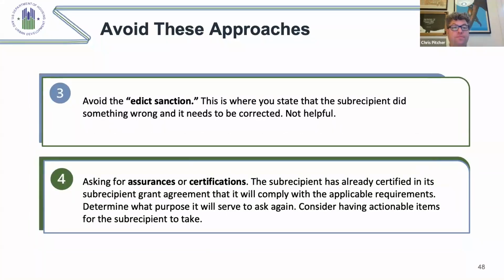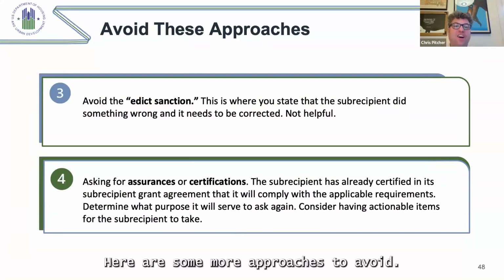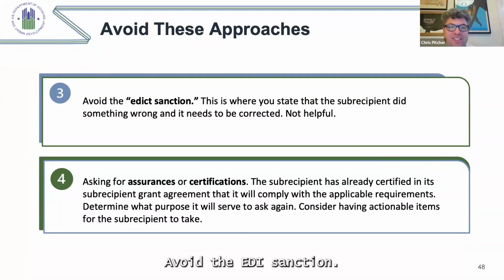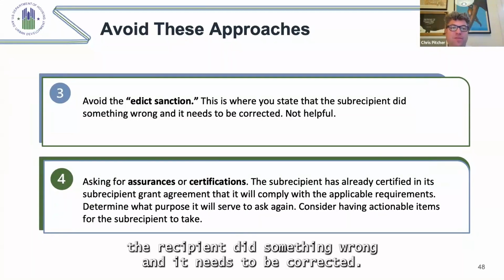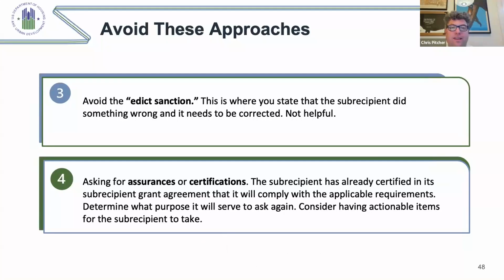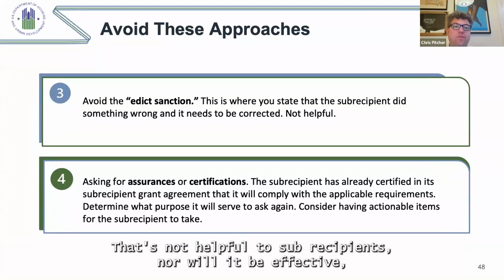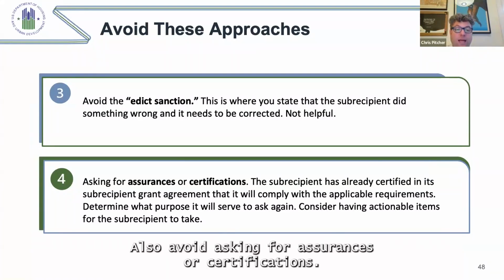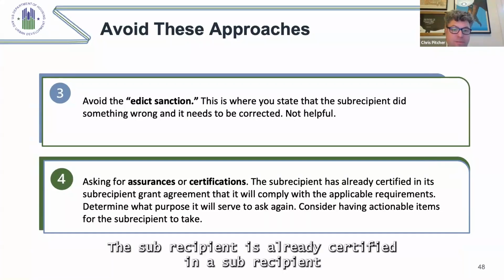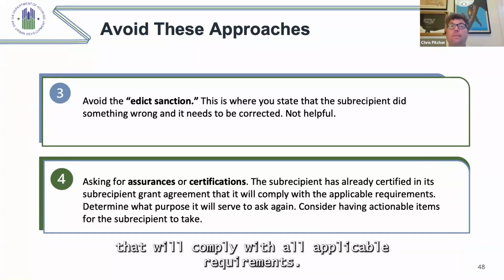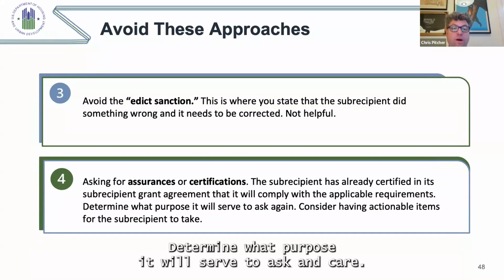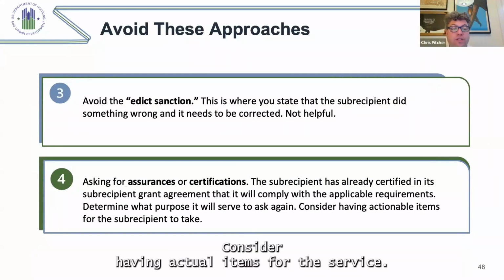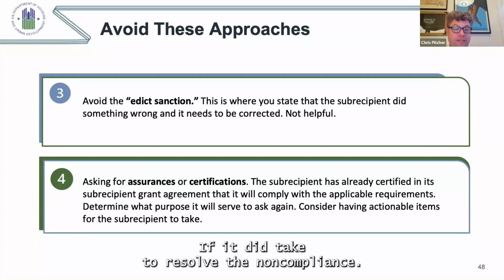Slide, continued. Here are some more approaches to avoid. Avoid the edict sanction. This is where you state that the subrecipient did something wrong and it needs to be corrected. That's not helpful to subrecipients, nor will it be effective, nor will it lead to effective compliance. Also avoid asking for assurances or certifications. The subrecipient is already certified in its subrecipient grant agreement that it will comply with all applicable requirements. Determine what purpose it will serve to ask again. Consider having actual items for the subrecipient to take to resolve the noncompliance.